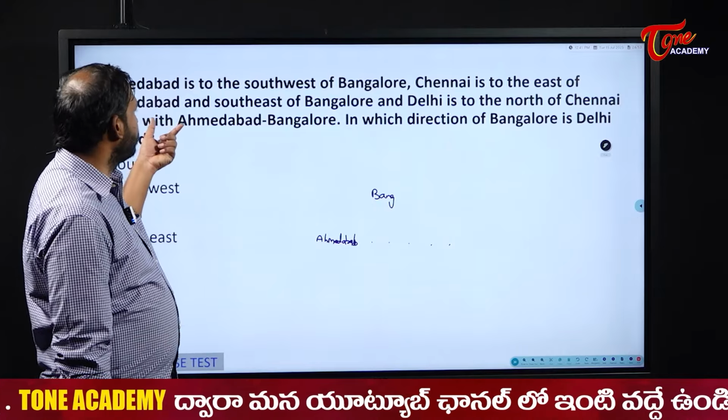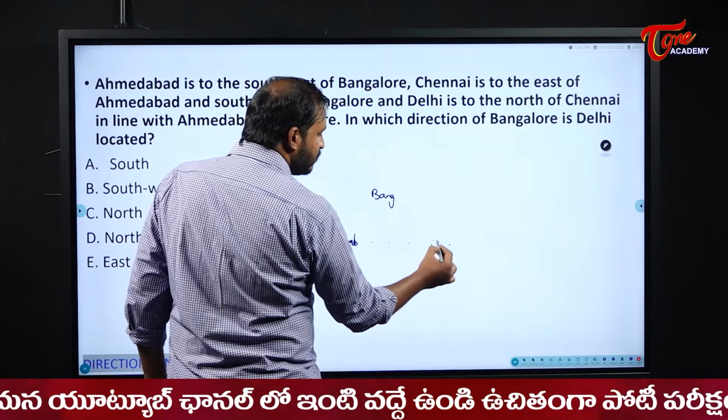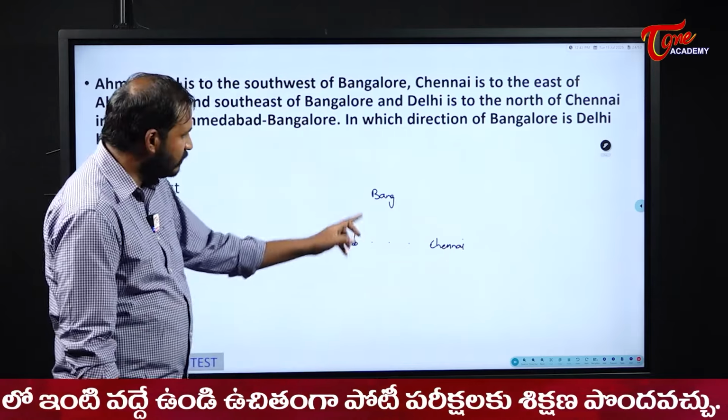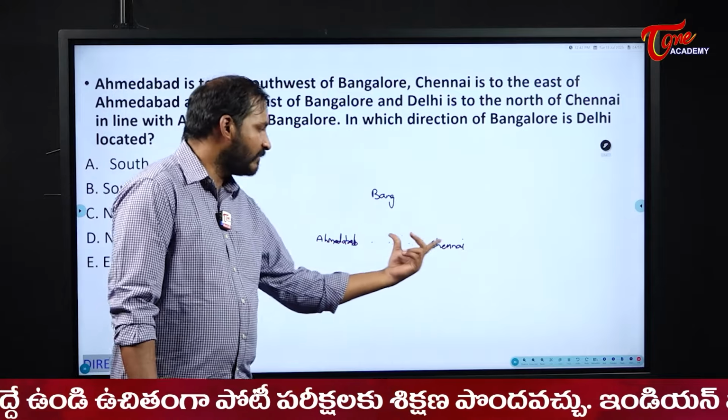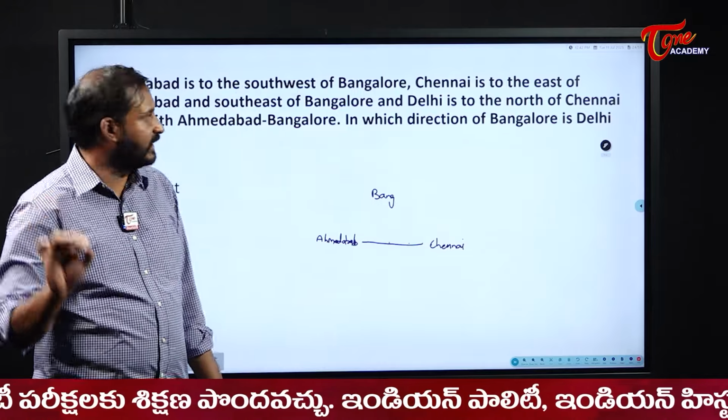Chennai is to the east of Ahmedabad and southeast of Bangalore. Southeast of Bangalore means obviously Chennai will go here, right? Why? Because this is southeast. So for Bangalore, one side is Ahmedabad and one side is Chennai, and one thing is very clear, Ahmedabad and Chennai are in a straight line.